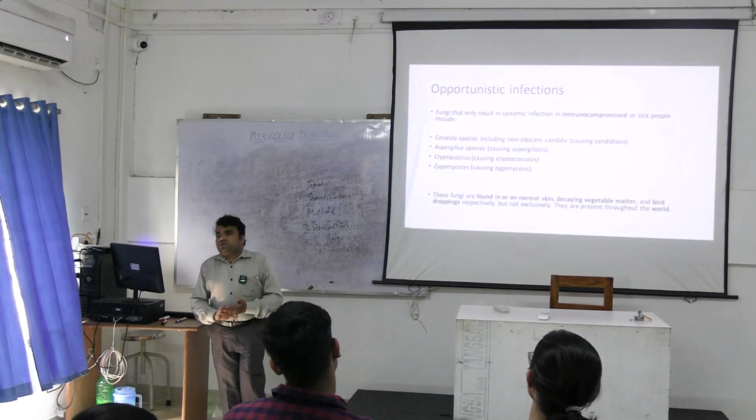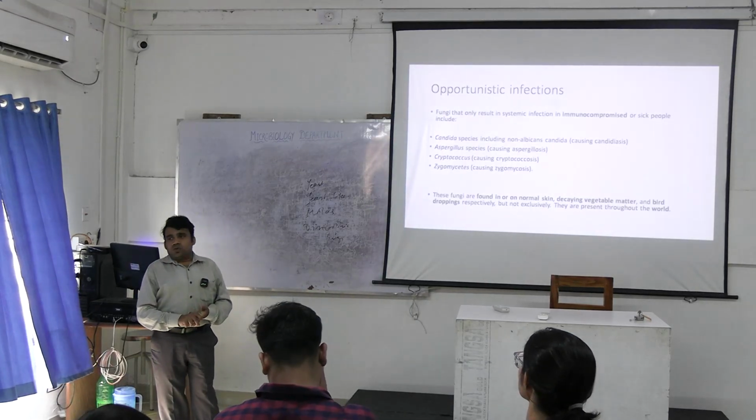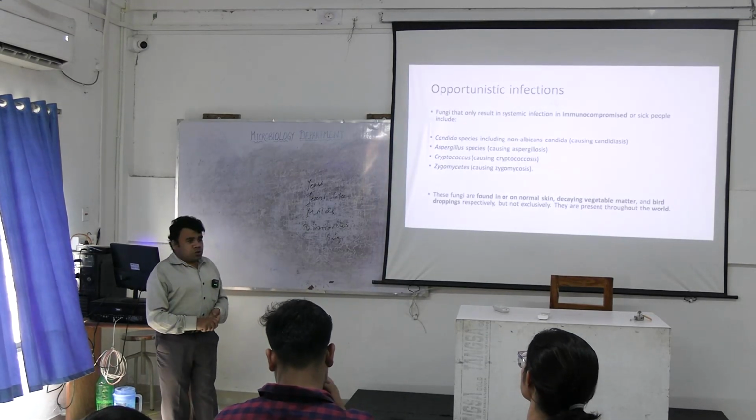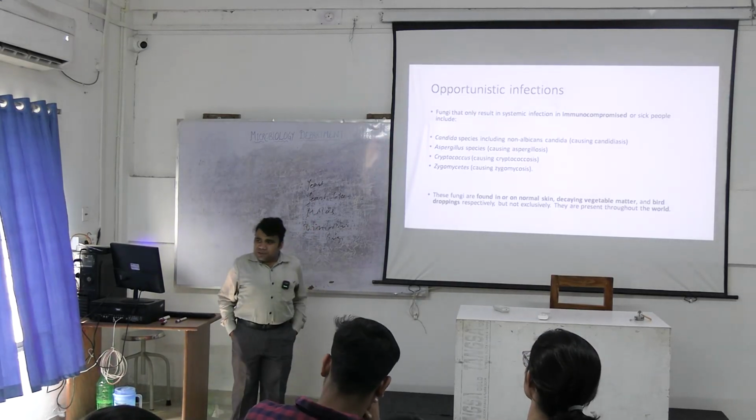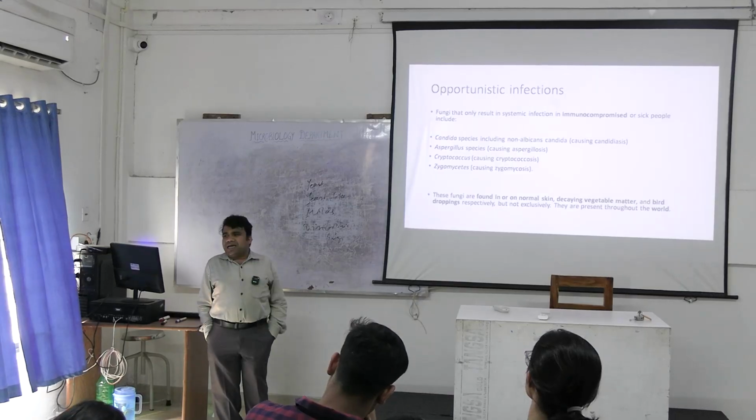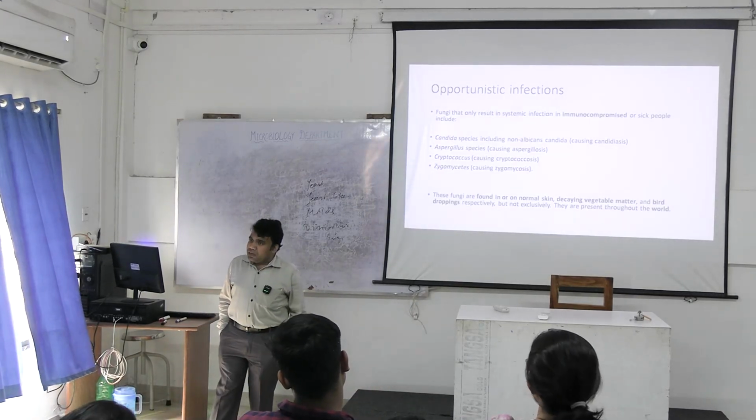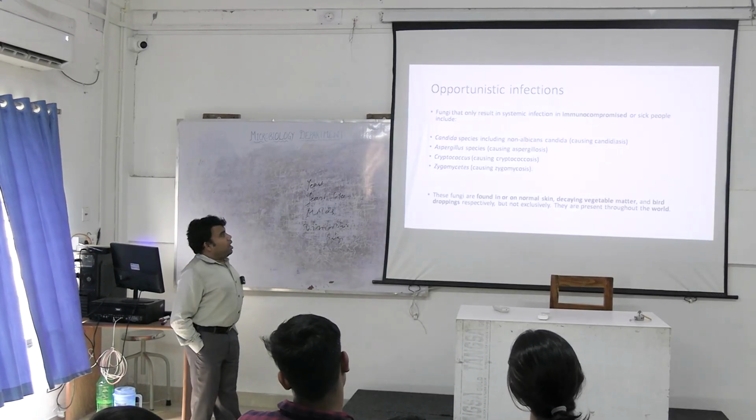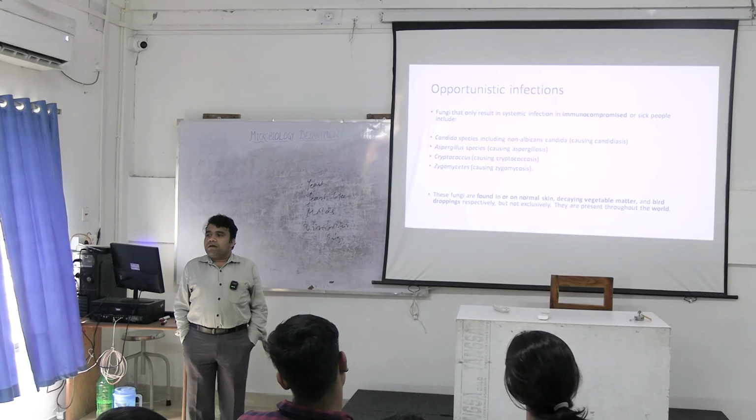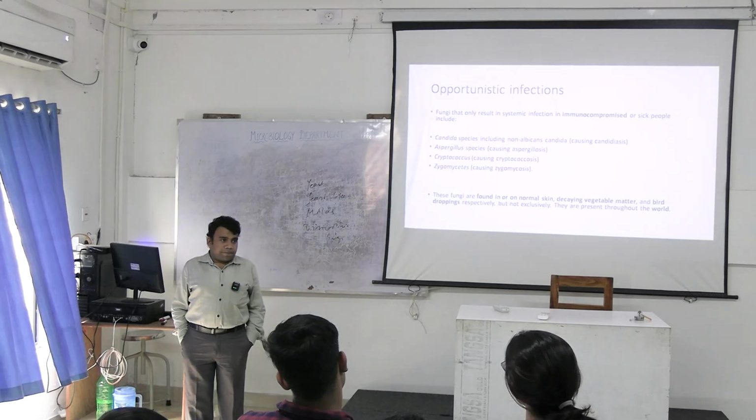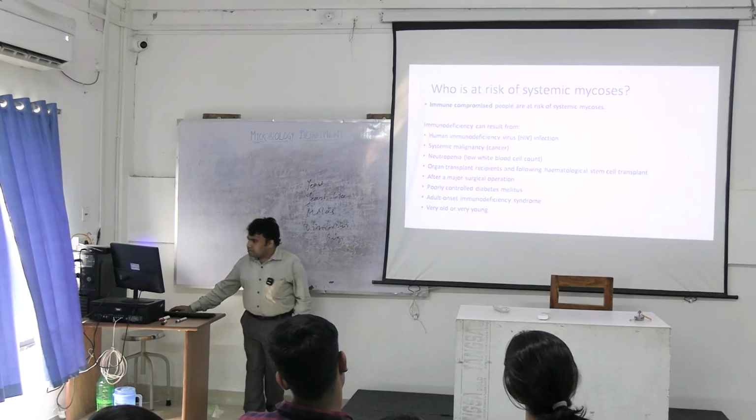The next type of infection would be the opportunistic infections. I have already told you, opportunistic fungal infections are those caused by fungi that infect the immune compromised. Now, this would include Candida species, Aspergillus species, Cryptococcus, and Zygomycetes. Among them, Cryptococcus is a yeast, Candida is a yeast-like fungus, and Aspergillus and Zygomycetes are molds.